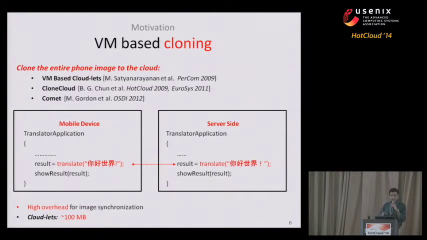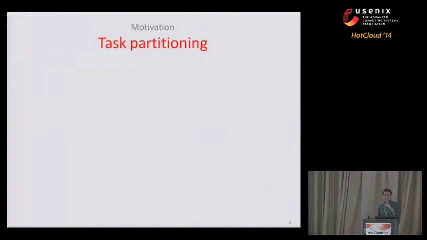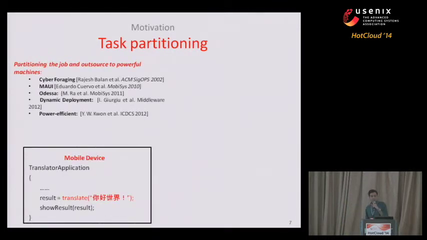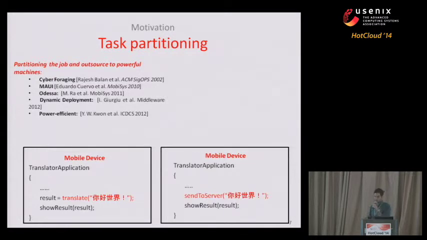So another type of solution to do the offloading is task partitioning. Here, they don't have a complete image of the smartphone in the cloud, but what they do is that they partition the task and send the computation-intensive tasks only to the cloud servers, which is covered by these literatures. So here again, we are continuing with the same example. Here, what happens is that the same application is modified. So here you can see that whenever we are doing a translation job, we are just sending it to the server. You can consider it as some sort of RPC or remote procedure call.